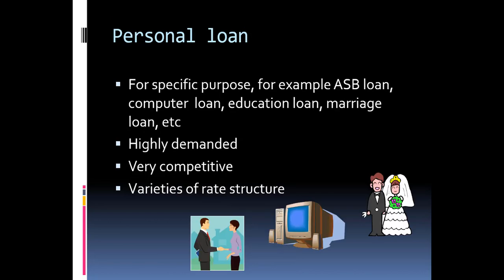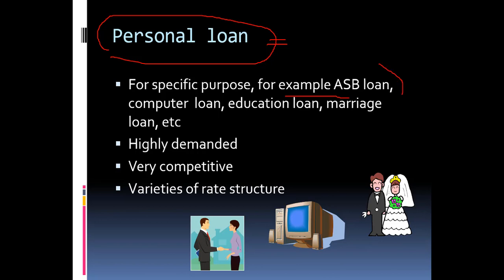The second refers to the personal loan, which is for individual purposes, and this is for specific purposes, for example ESB loans for investment. If we want to buy a computer, we get a computer loan, and we also get loans for our education, merit loans, and so on. This is highly in demand by individuals, with very competitive and a variety of rate structures.